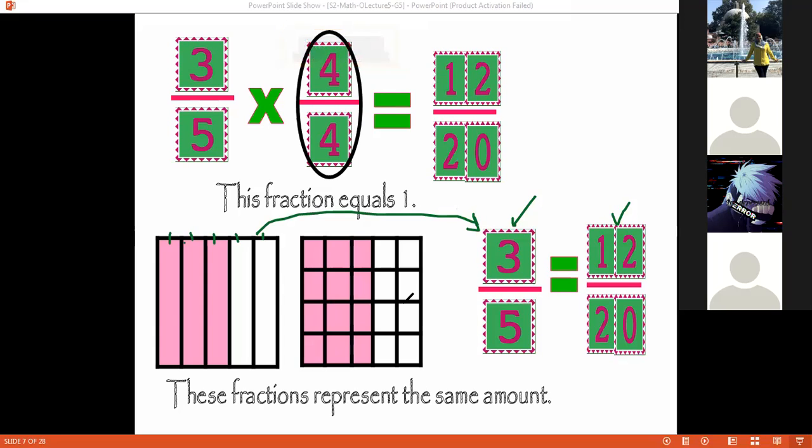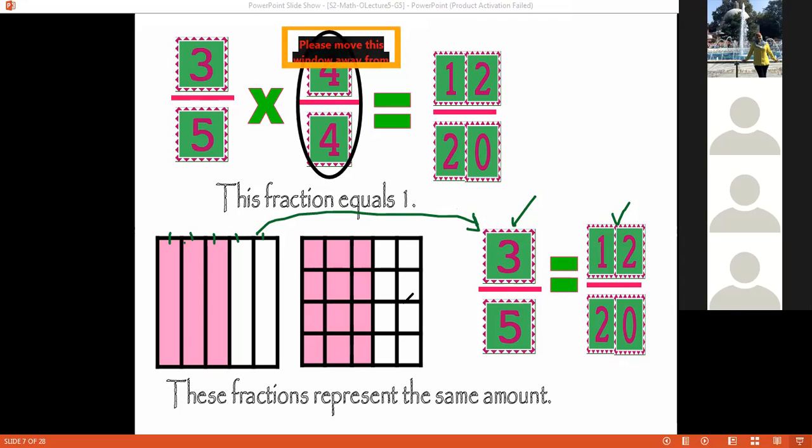In the second box, we divided the box into how many parts? Count them very fast. 20. Excellent. So we divided the box into 20 parts and we colored 12. 12 out of 20. Guys, look at the two boxes. Did we actually color the same amount? Yes. So that's a proof, that's evidence that 3 over 5 is equivalent to 12 over 20.